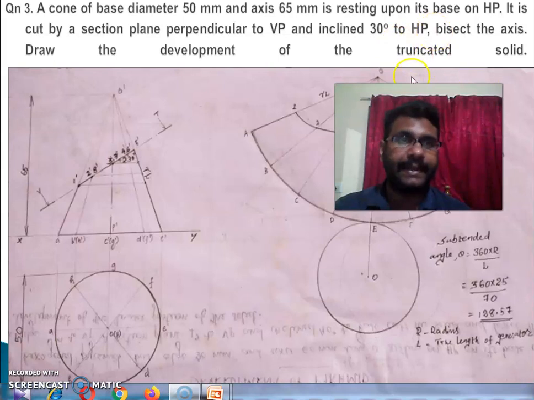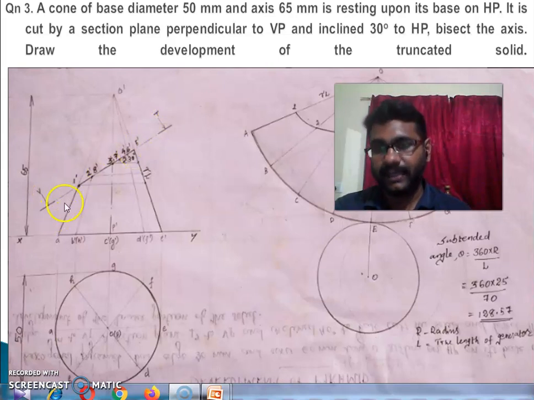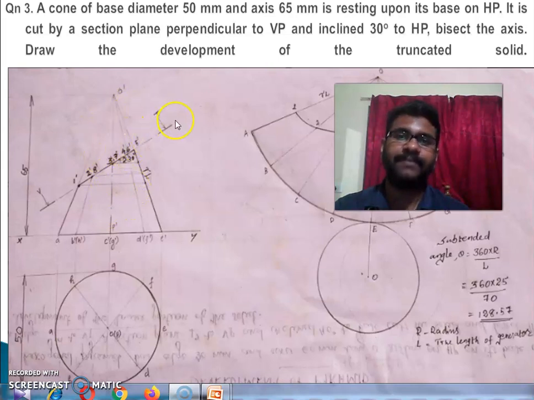Truncated solid means the portion of the solid which is retained after cutting the object by a section plane inclined to the axis. So this portion is called truncated solid. That is the lower portion of the solid.